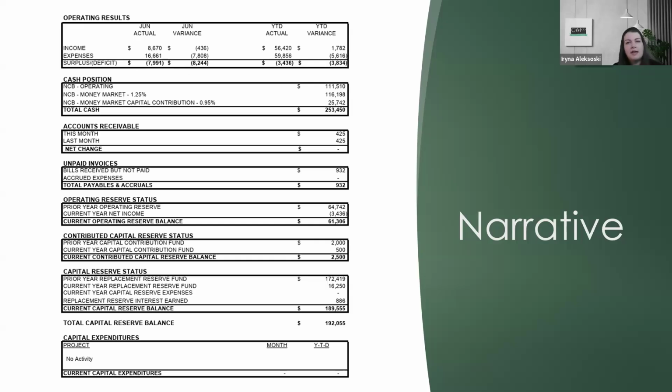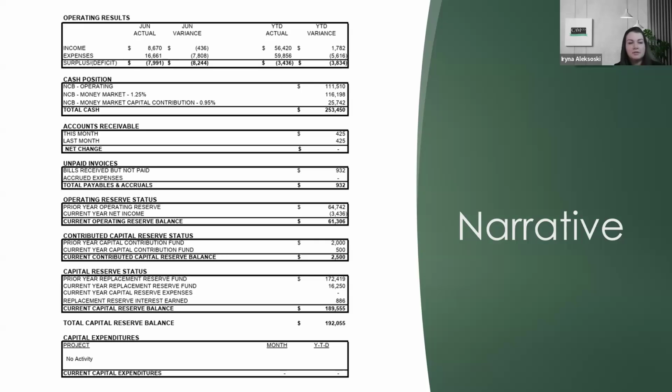Depending on your association and how it's set up, you can have your contributed capital separated, like in this example, or it could be combined with the capital reserve status together in one box. They're both part of the capital reserve. So again, preference wise, how it's set up. Your contributed capital reserve expenses are those that happen from resales. If somebody buys into the community, they typically have to pay a capital contribution fee, whatever that is, set up by your documents.